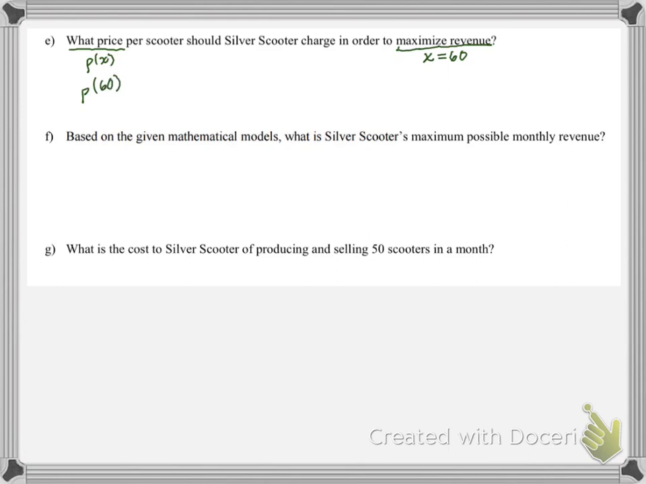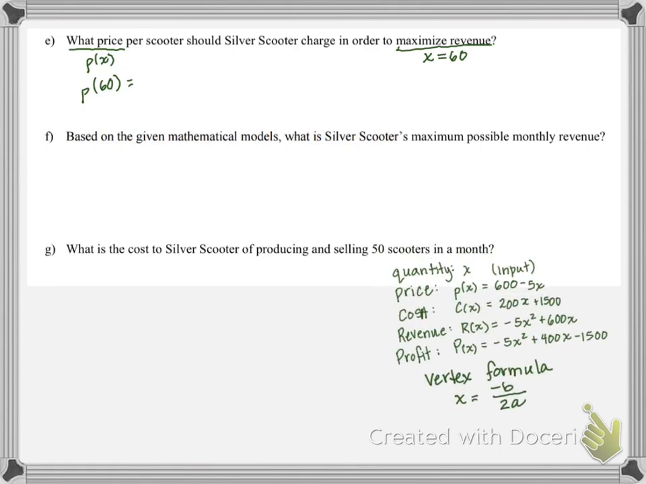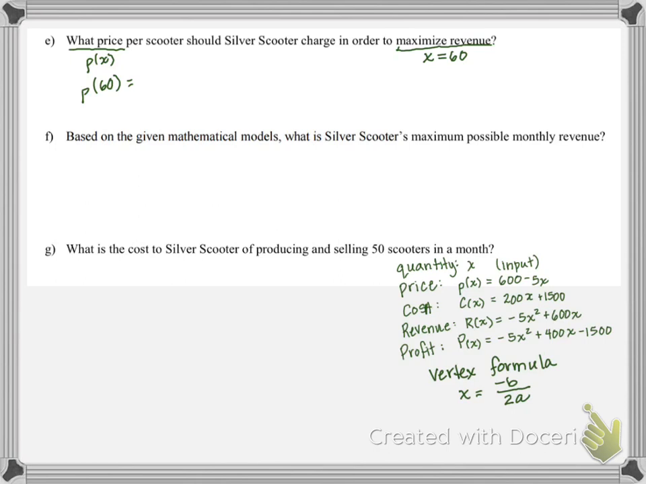This is lowercase p for price equals, oh, I lost my doohickey here. There it is. 600 minus 5 times 60 is 300. So to maximize revenue, charge $300 per scooter.